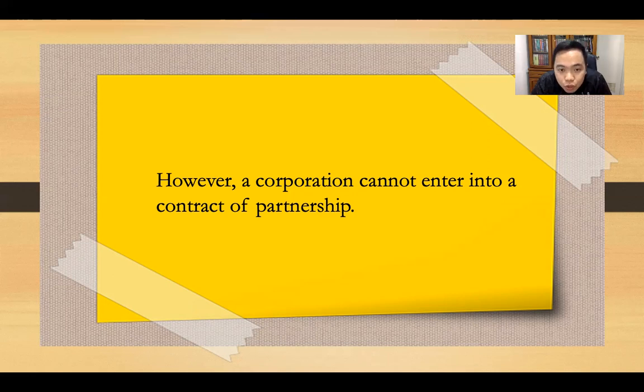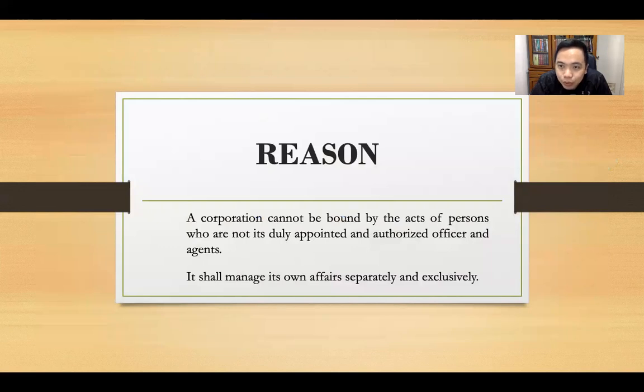If you are a corporation, you cannot enter into a contract of partnership. For example, ABC Corporation cannot enter into a contract of partnership. Why, class? Because, as we said under the Corporation Code, the corporation can only be governed by the board of directors or any authorized representative. That is why, class, when there is a corporation, the corporate secretary executes a secretary's certificate, or the board of directors comes up with a board resolution to designate a specific person who will act as the corporation's representative. Because, class, a corporation should only be governed by the board or by its authorized representative.